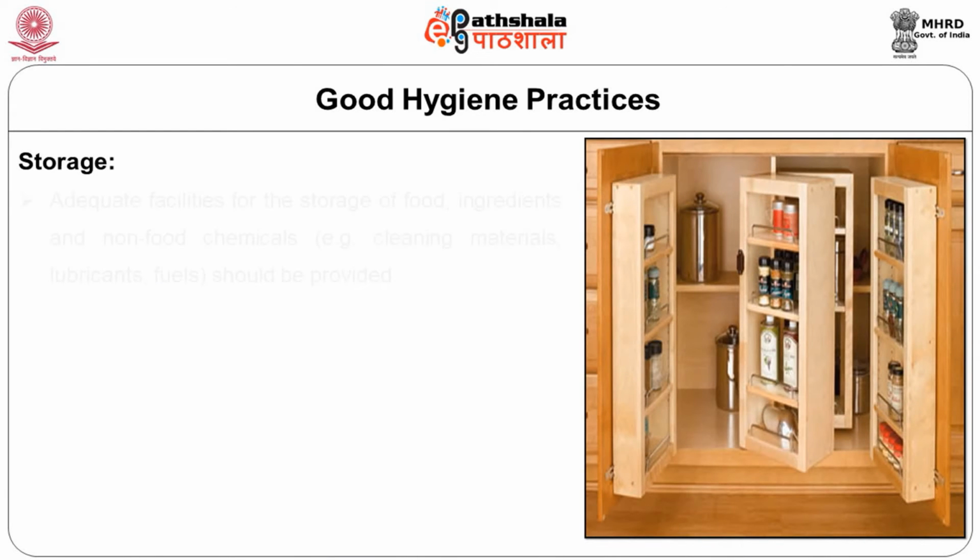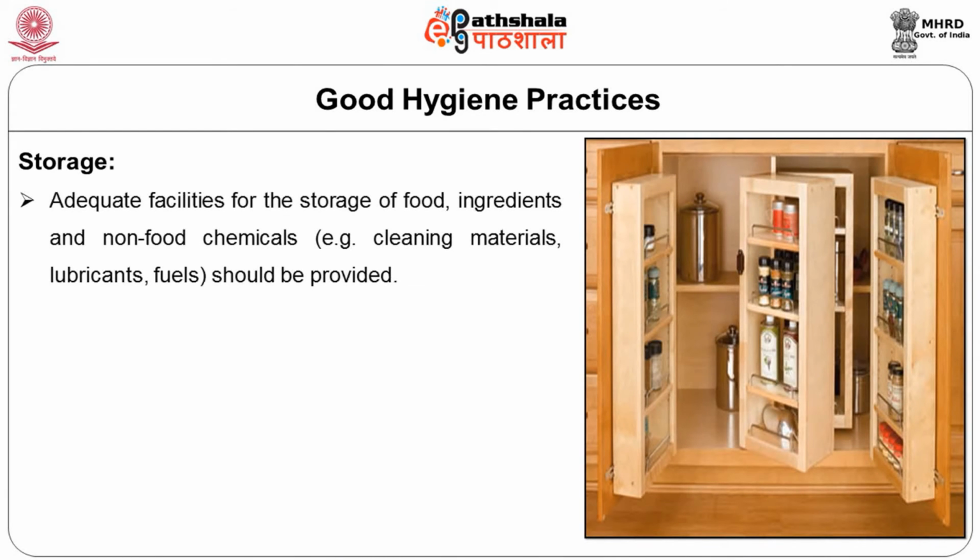When it comes to storage, adequate facilities are needed for storage of food, and even the ingredients that are to be used in food processing, and also non-food chemicals like cleaning materials, lubricants, and fuels, which are also used in the processing unit, should be kept separately. The appropriate storage has to be created so that they do not contaminate the food. Food storage should be designed and constructed to permit adequate maintenance and cleaning. So, there should be proper maintenance of these places.